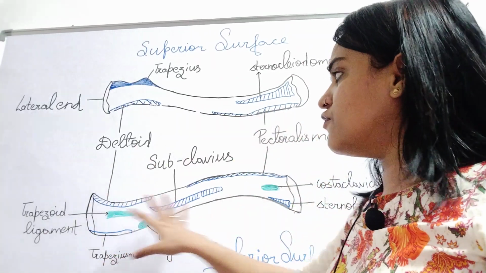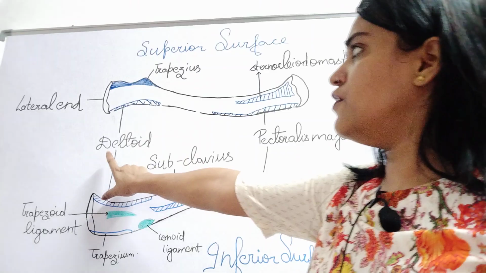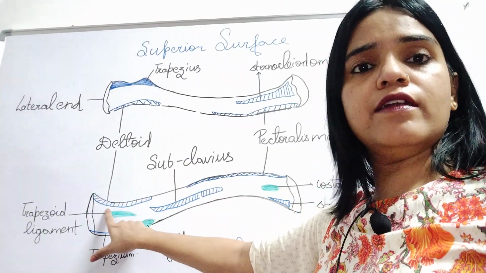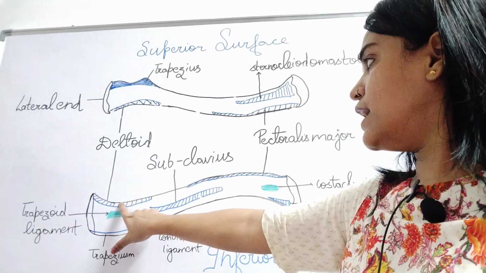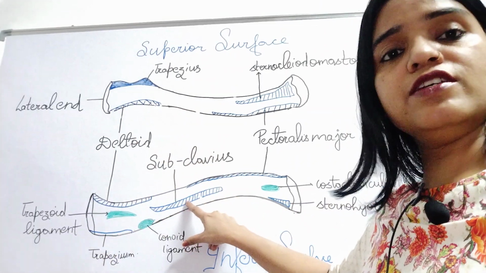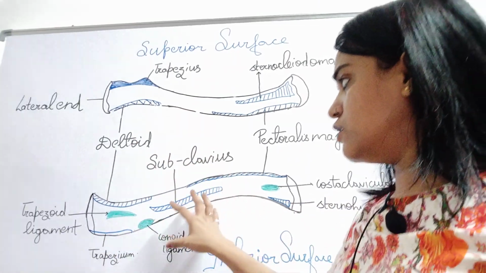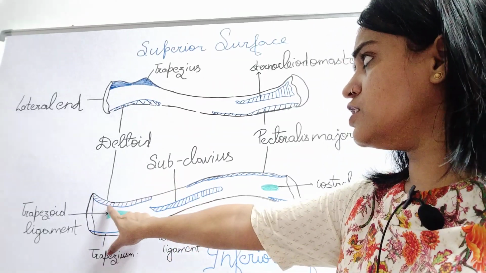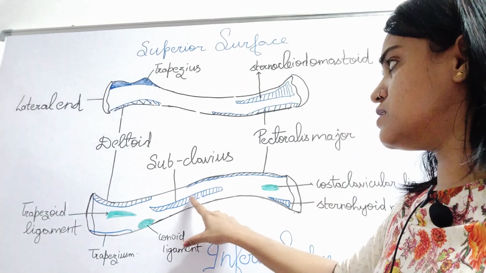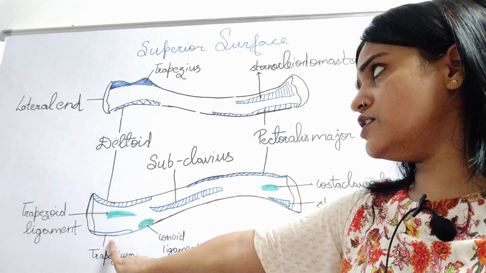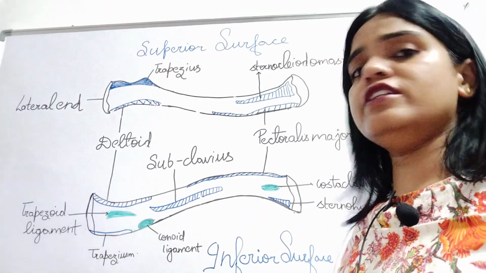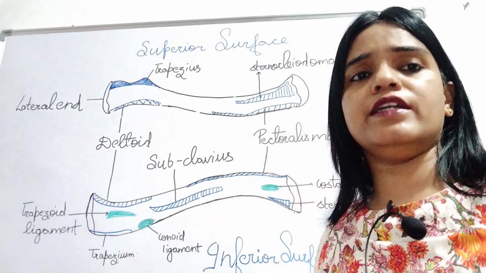Now coming to the inferior surface, first of all we can find deltoid here. Okay, deltoid, subclavius. You can see the location which is clearly visible from here. This is deltoid, this is subclavius, here is the trapezium. Okay, this is very clear. I think the diagram itself is telling everything.